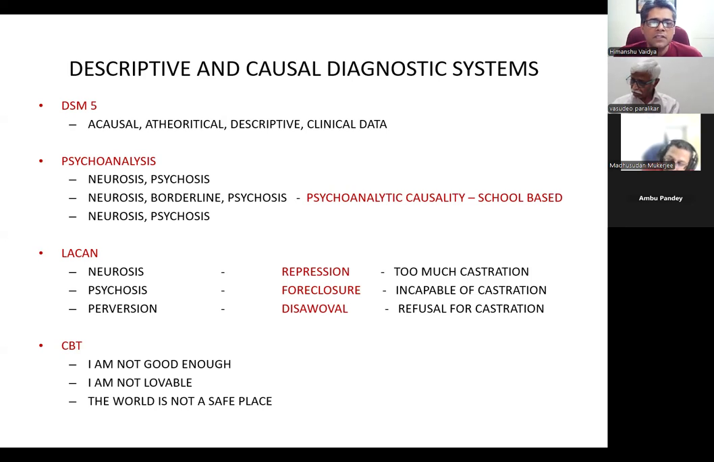And in terms of CBT, the causality is I am not good enough, I am not lovable, the world is not a safe place. So the entire 155 disorders have to fall into these three in terms of causality. So once you choose a system, then you can't say why these things have to converge there. That's the given of the framework of the system. Any questions here?